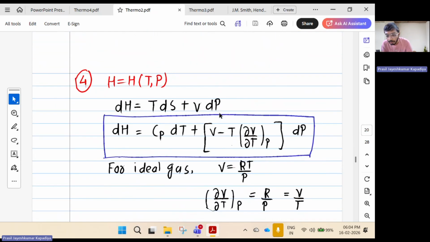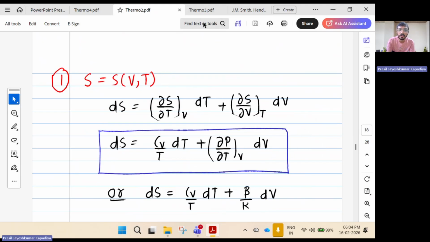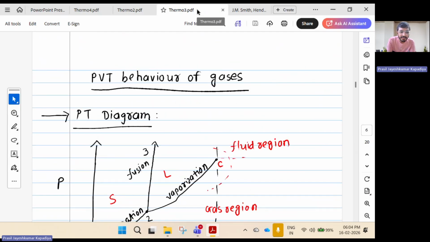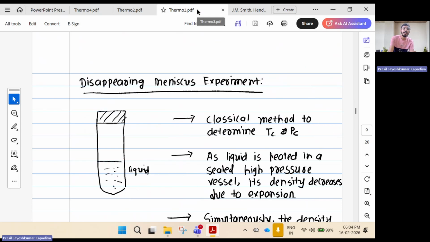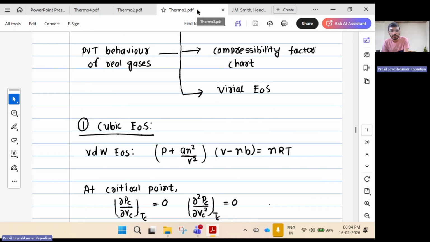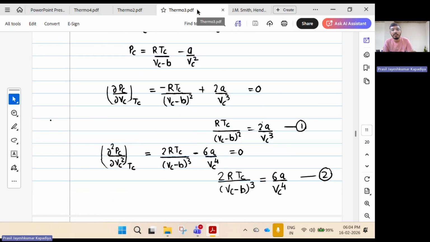From here we learned that we really need to know the PVT behavior for real gas, because for ideal gas these terms have no significance. So from there we went ahead, and in the last lecture we went through the PV diagram and PT diagram, and from there to the van der Waals equation of state, that is, the cubic equations of state: van der Waals, Peng-Robinson, SRK, and RK equations of state.